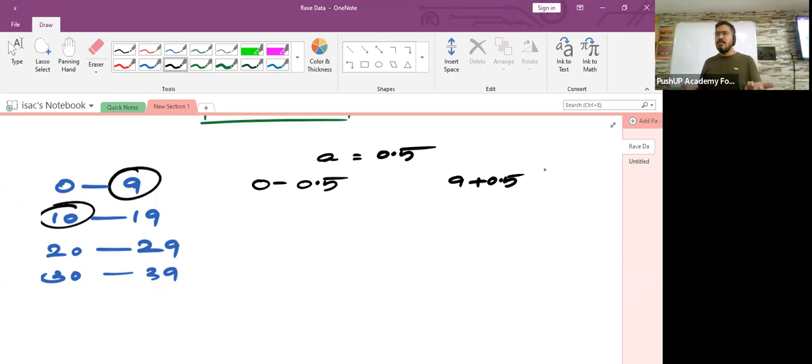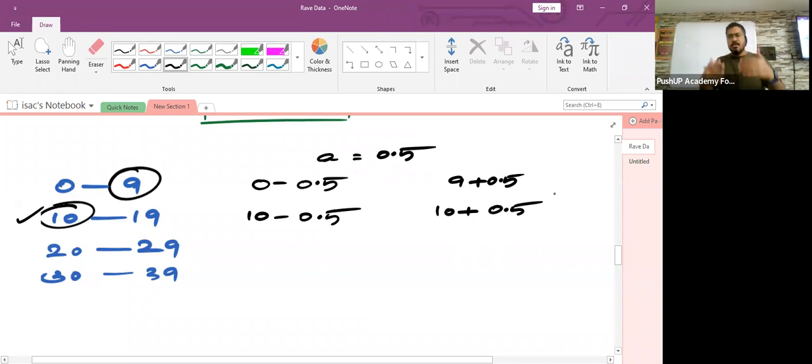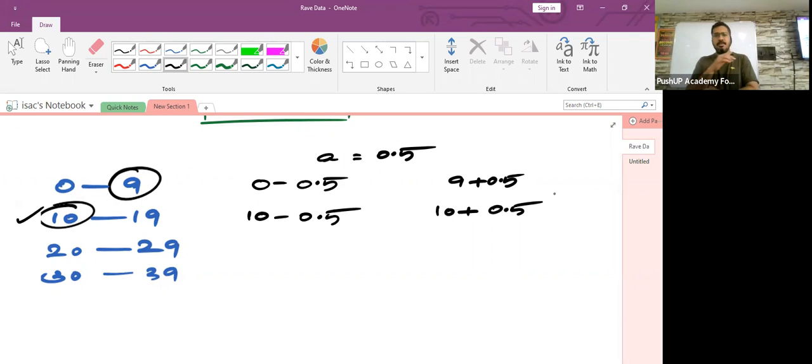What is the lower limit? 0. So I'm subtracting it. What will I get? 0 minus 0.5. Okay. I'm adding the adjustment factor to the upper limit. What was the upper limit? 9. So I'm adding it. So 9 plus 0.5. Same logic I have to apply here also. I'm subtracting the adjustment factor from the lower limit. Here, what was the lower limit? 10. So 10 minus 0.5. And I'm adding the adjustment factor to the upper limit. So 10 plus 0.5. Continue with this operation, children. I want everybody to go through this step.